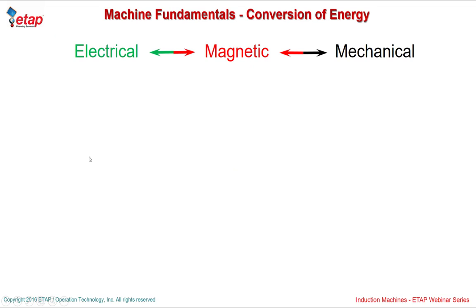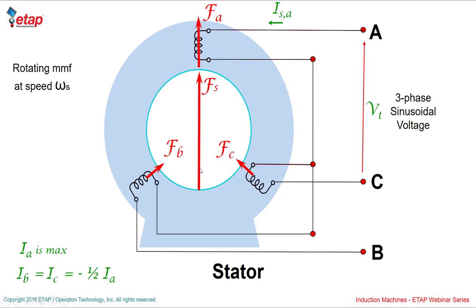Conversion of energy: we're going from electrical to magnetic to mechanical energy. The first part, on the electrical side, we deal with electromotive force, which is designated by capital letter E, and that is your EMF. The second part is on the magnetic side, in a vertical condition, in phase with the F sub A.